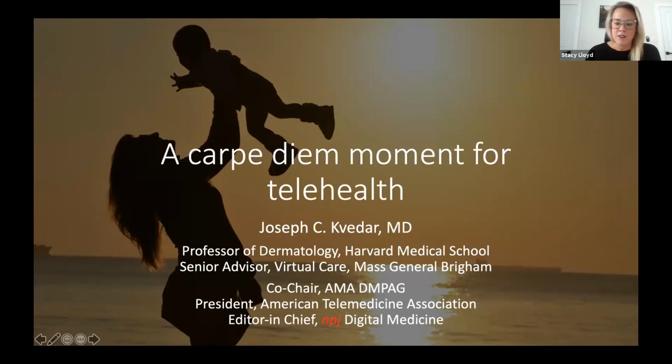He's currently the president of the American Telemedicine Association, a professor of dermatology at Harvard Medical School, senior advisor for virtual care at Mass General Brigham, and editor of NPJ Digital Medicine. At Mass General Brigham, which is a part of Partners Healthcare, Dr. Kvedar has focused on driving innovation, creating the market, and gaining acceptance for connected health for nearly 3 decades. He's now applying his expertise, insights, and influence to advance adoption of telehealth and virtual care technologies at the national level. He also continues to guide the transformation of healthcare delivery as a respected thought leader, author, and convener.